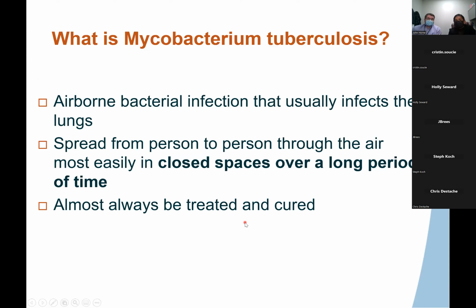And then, so what is tuberculosis? It's a mycobacterium. It's an airborne bacterial infection that usually infects the lungs. So it enters through the lungs, and then people will have their infection in the lungs, or it will disseminate to other places. It spreads from person to person through the air, most easily in closed spaces over a long period of time. So sometimes people think the risks are the same, but it depends on the exposure. How close were they? How long were they near that person? It can almost always be treated and cured. So that's also important to realize.